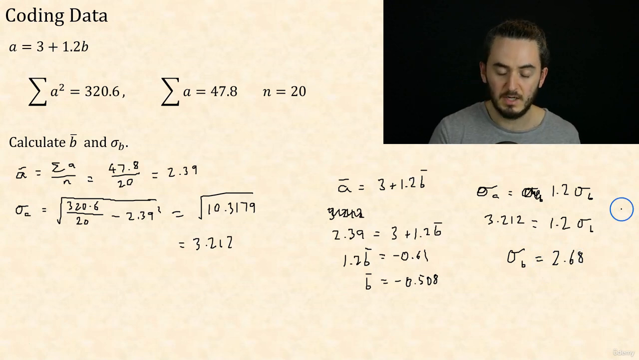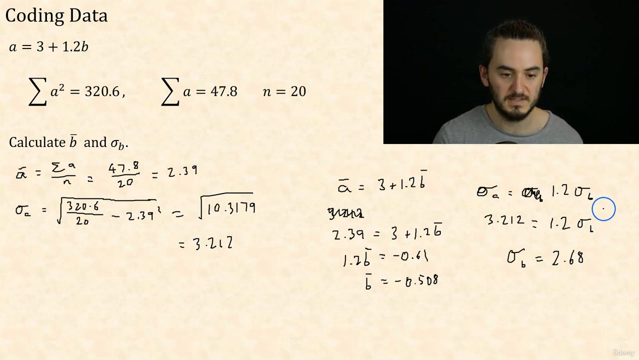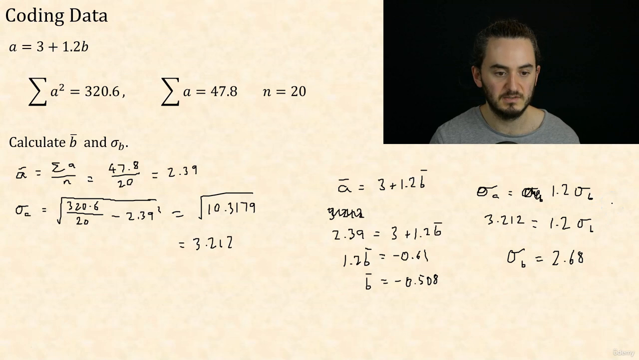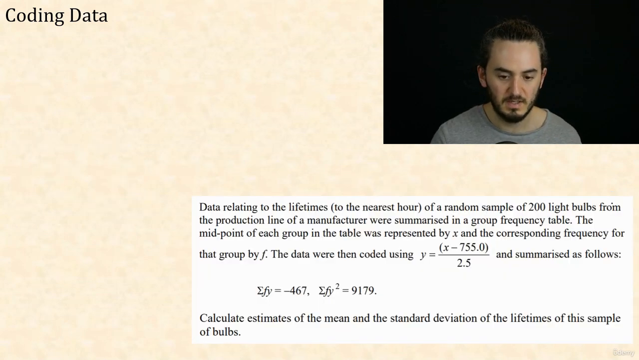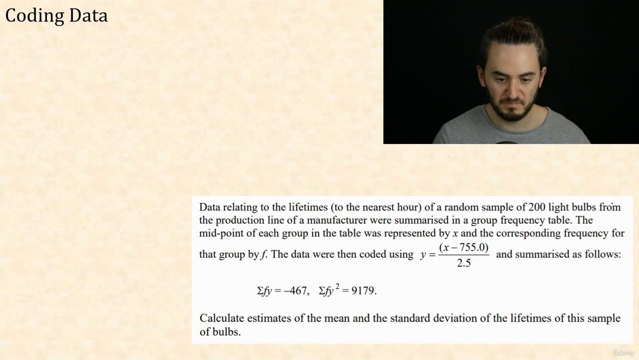So there we go. There's a slightly more challenging example where we use summary statistics to work out the mean and standard deviation of B, which was the data that was coded to form A before. Okay, one more example now, and I encourage you to pause the video and see if you can figure this one out for yourself.